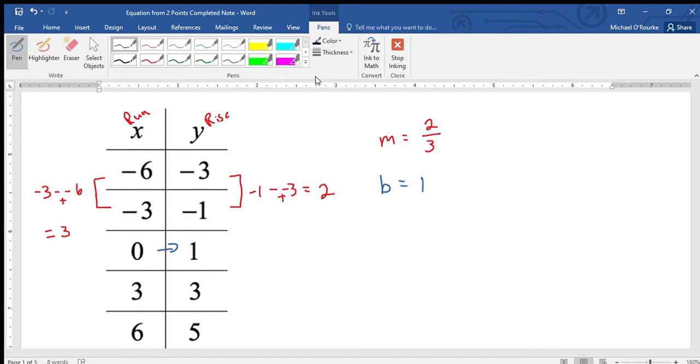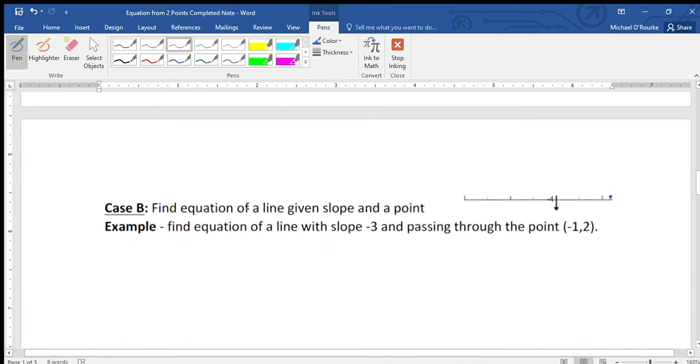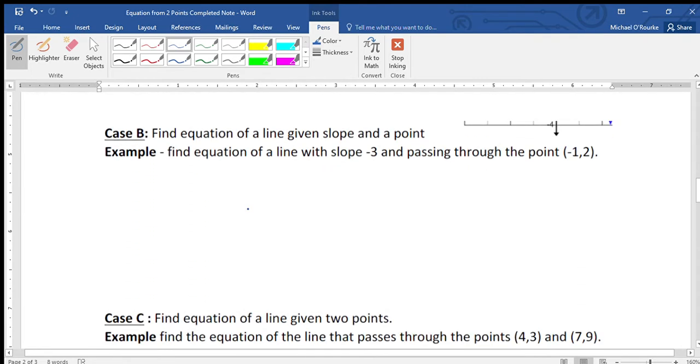And then we can make our equation. Y equals 2 over 3 x plus 2. So we know how to do this already. Okay? And we actually did quite well on it in the last quiz. So let's push ourselves a little further.